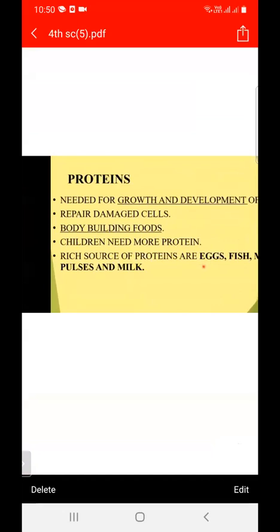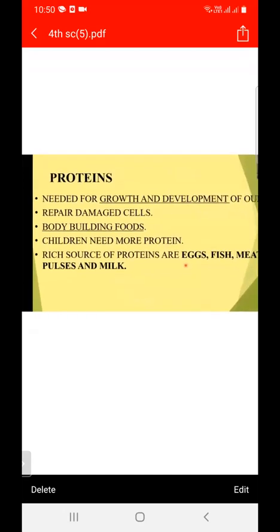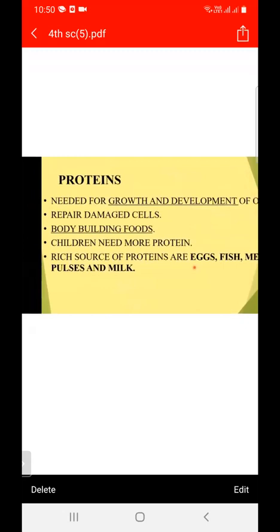And what is protein? Protein is called bodybuilding food. We need protein for the growth and development of our body. It repairs damaged cells, and this is called bodybuilding food. And from which items can we obtain protein? Egg, fish, pulses, milk. So these are the sources of protein.